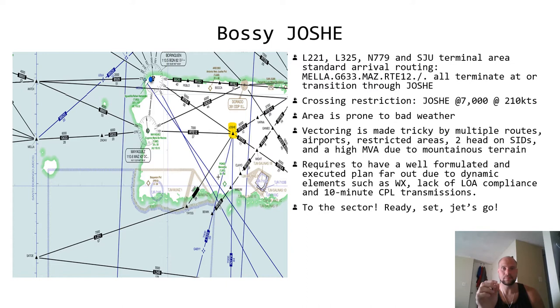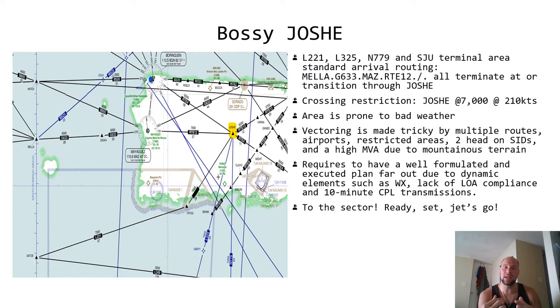Unlike Beano and Sailor, where you have the option to have 9,000 for props and 11,000 for your jets, Vetus is the same way as Joshi. There's no 9,000 for props at Vetus. It's 11 for everybody. So this makes it a little bit tricky for when you have mixed aircraft types.